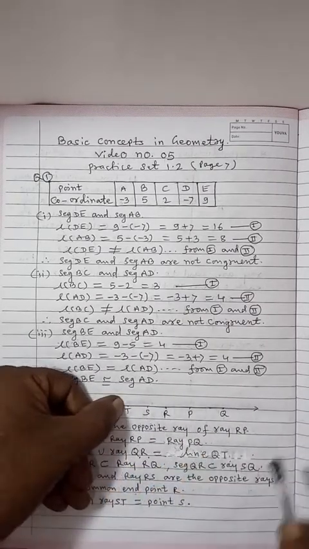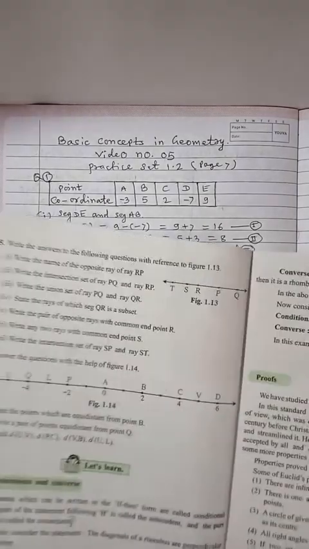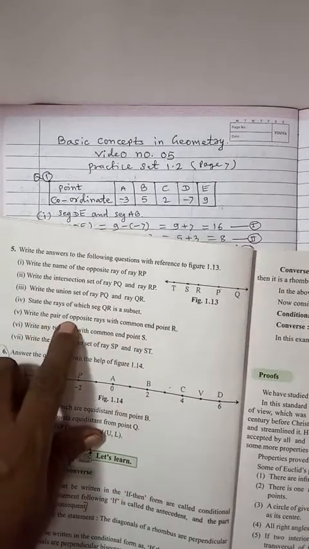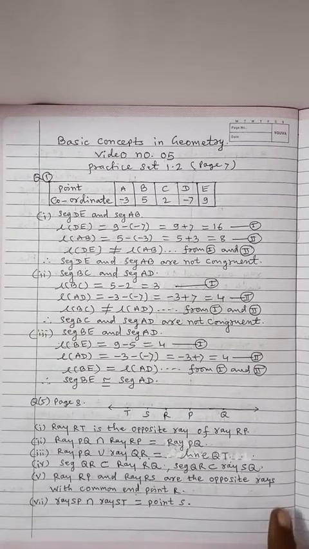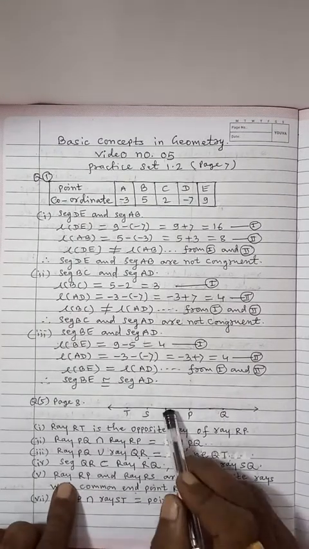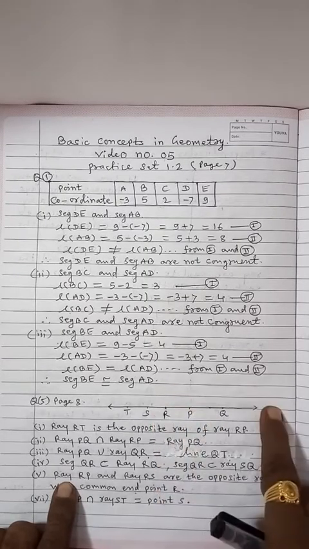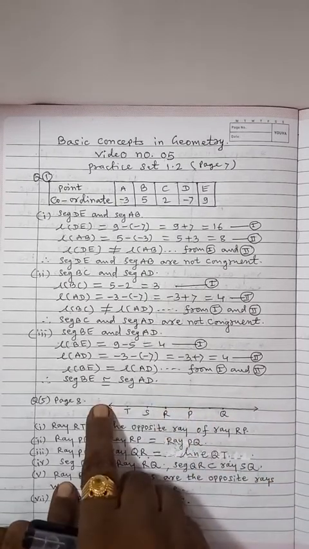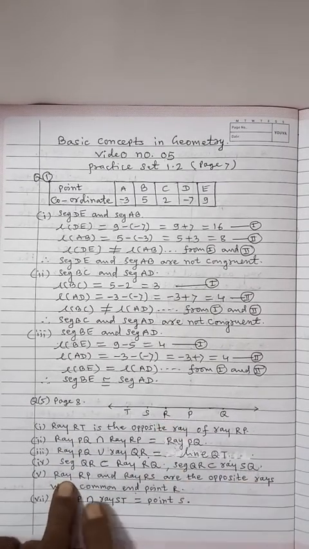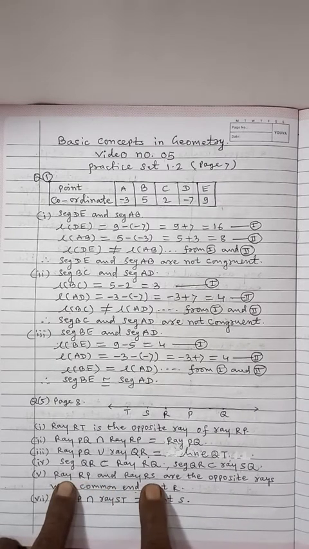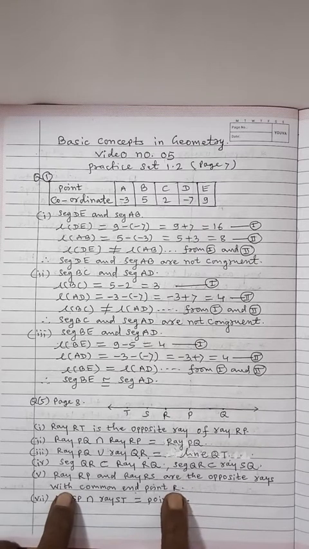Also TQ can be considered. Sub question number 5. Write the pair of opposite rays with common endpoint R. R should be the common endpoint and the rays should be opposite. So ray RQ and ray RT are the opposite rays with common endpoint R. So ray RP and ray RS are the opposite rays with common endpoint R.